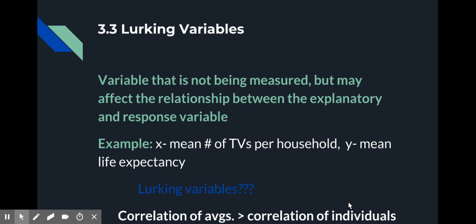This is because of the lurking variables that affect the relationship. For example, a lurking variable like mean household income most likely influences this positive association. So this just tells you that association does not imply causation. And yeah, that's pretty much it for chapter 3.